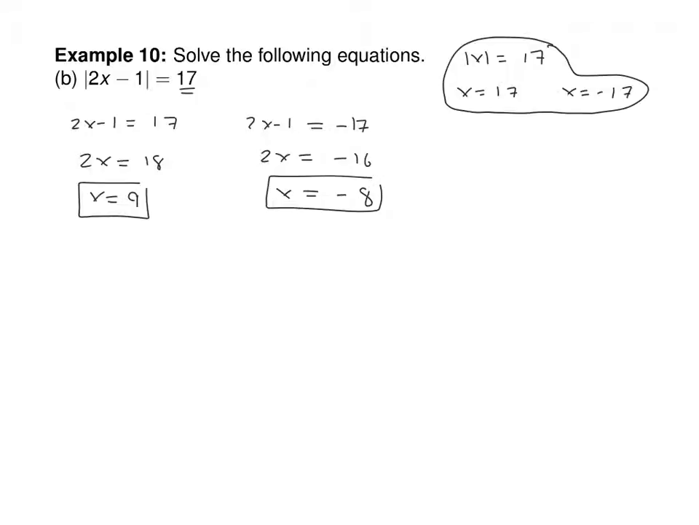And there are two answers. Notice that they're not the exact opposites of each other, right? How could you check and see that they worked? Just plug them into the equation. Yep. When you plug in 9, you're going to get 17 in the absolute value bars. When you plug in negative 8, you're going to get negative 17 in the absolute value bars, which then absolute value is 17.